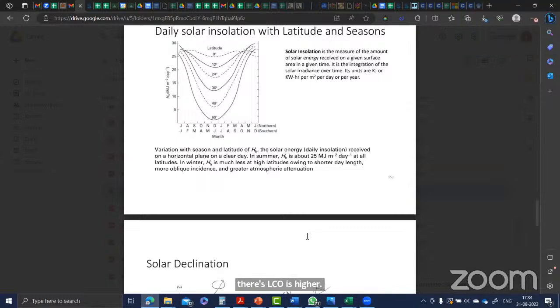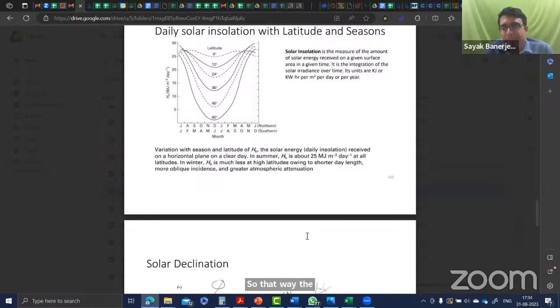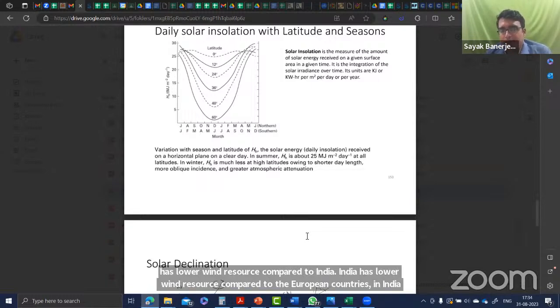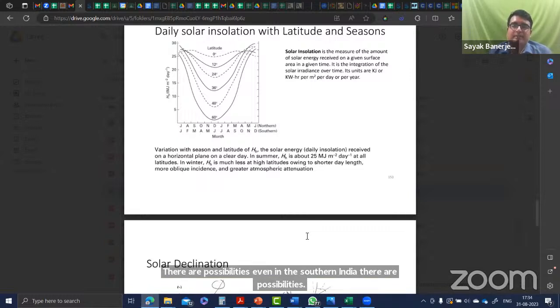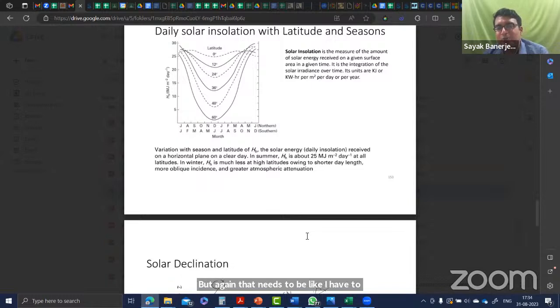Will it be true for India also, sir? In some places, because I have to look into a little bit more granular detail of where these LCOE costs will balance out for India. India has a lower wind resource compared to say European countries, England, Canada, and other places. But offshore, there are possibilities. In Western India, there are possibilities. Even in Southern India, there are possibilities. But again, I have to study more to figure out for that specific site what the requirements are, what the wind speeds are and what else is there.